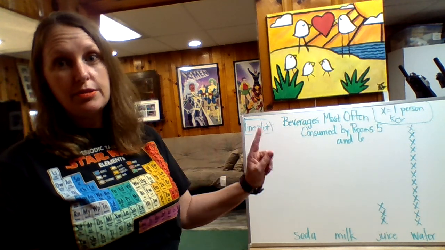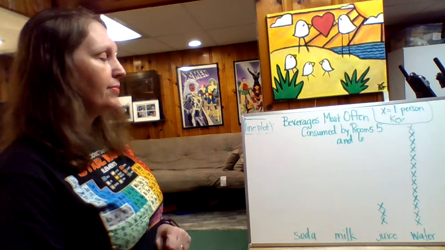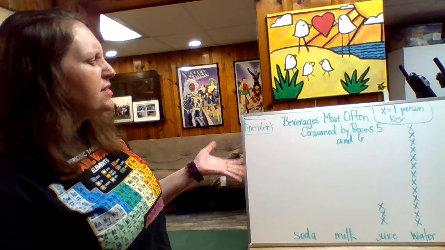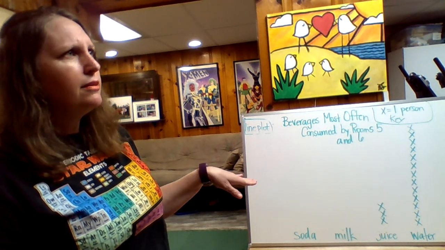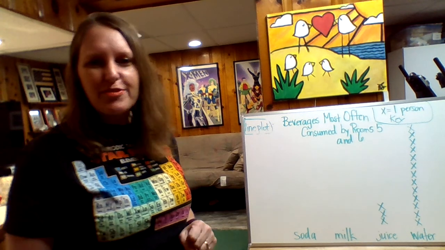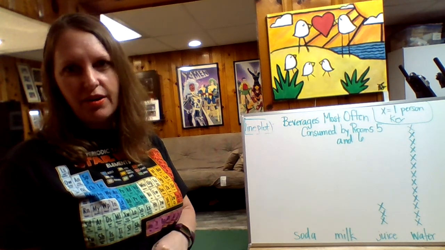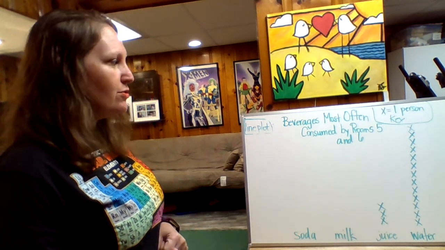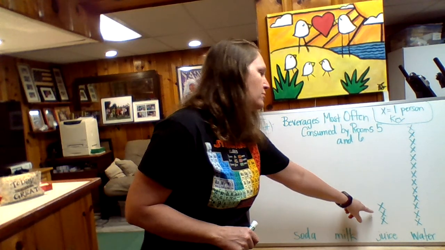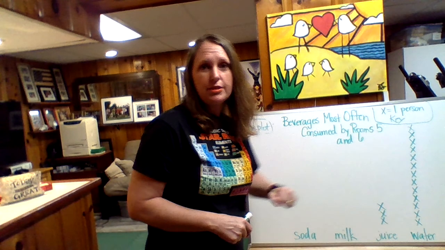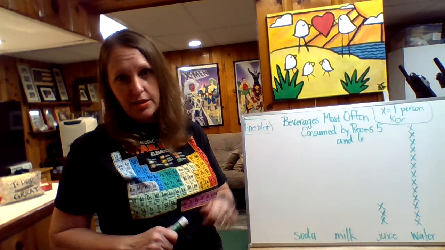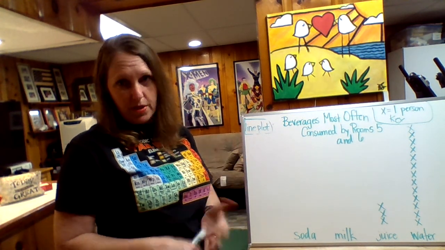So 16 total, right? Would it be 16 minus 3? No. I have to know how many people drank the water. But I can remember 16 total. 16 minus 3 gives me 13. So without counting all these up, I could say that 13 is how many total people drank water.